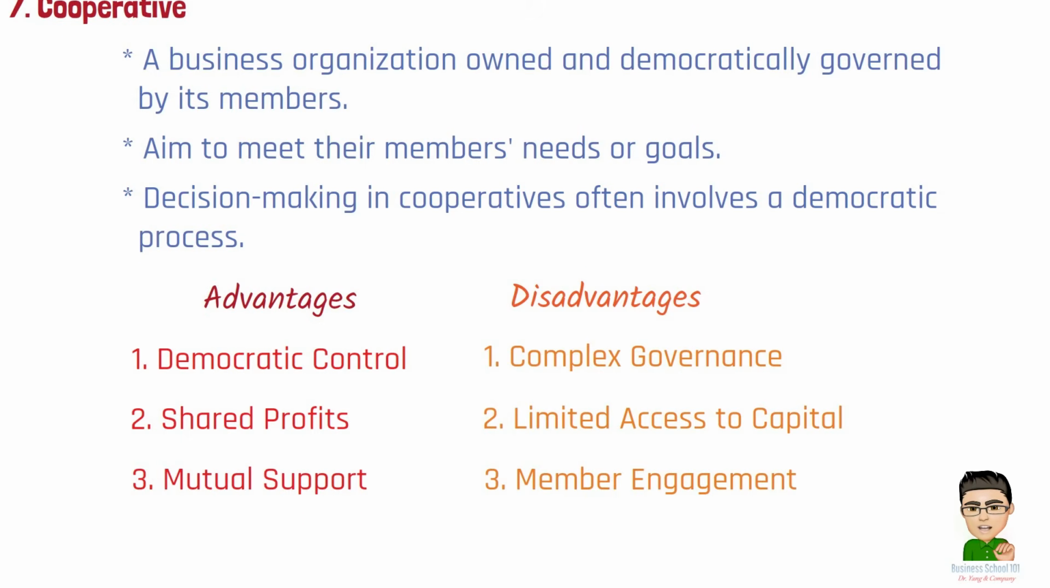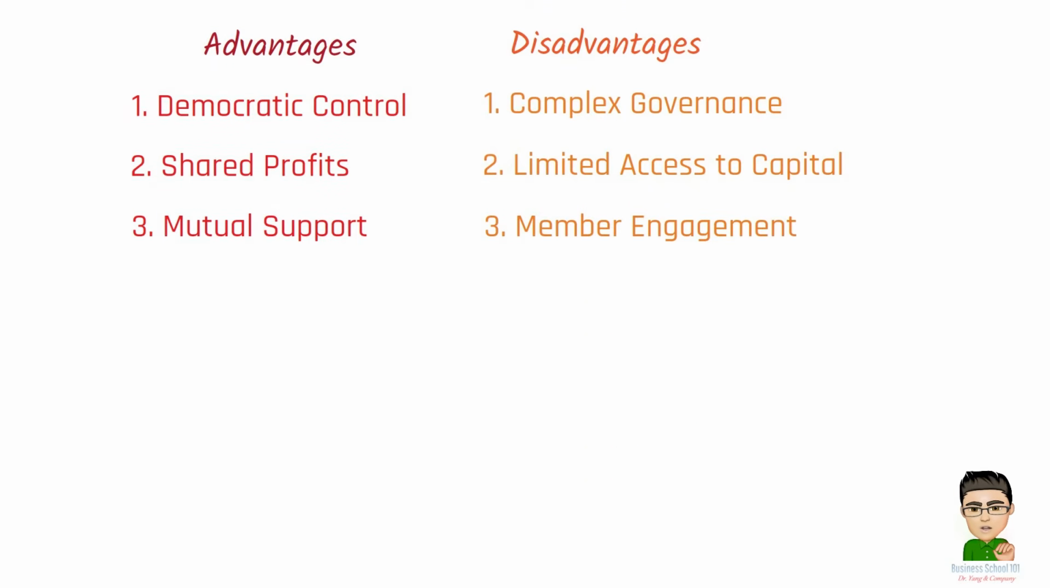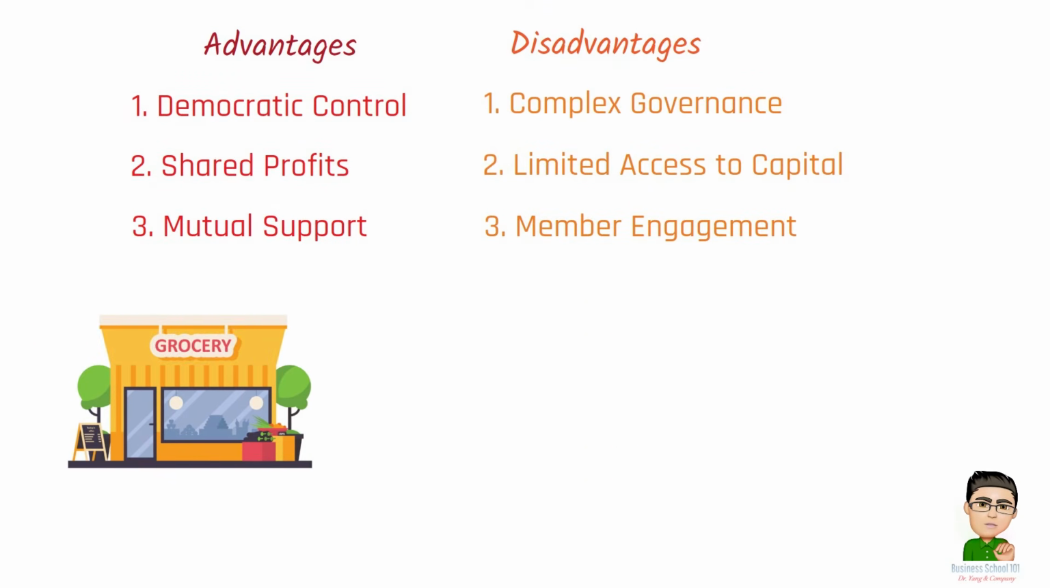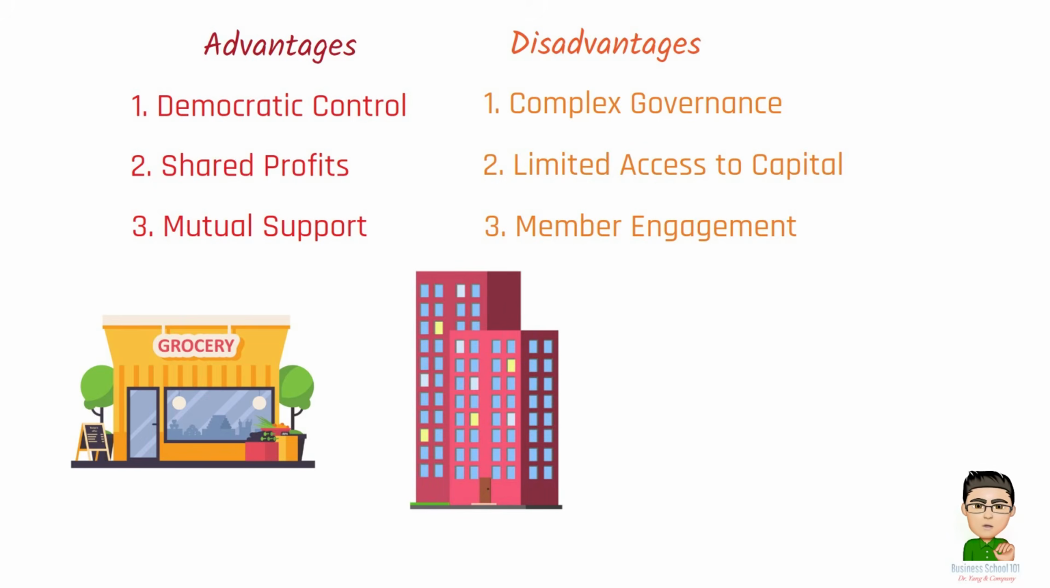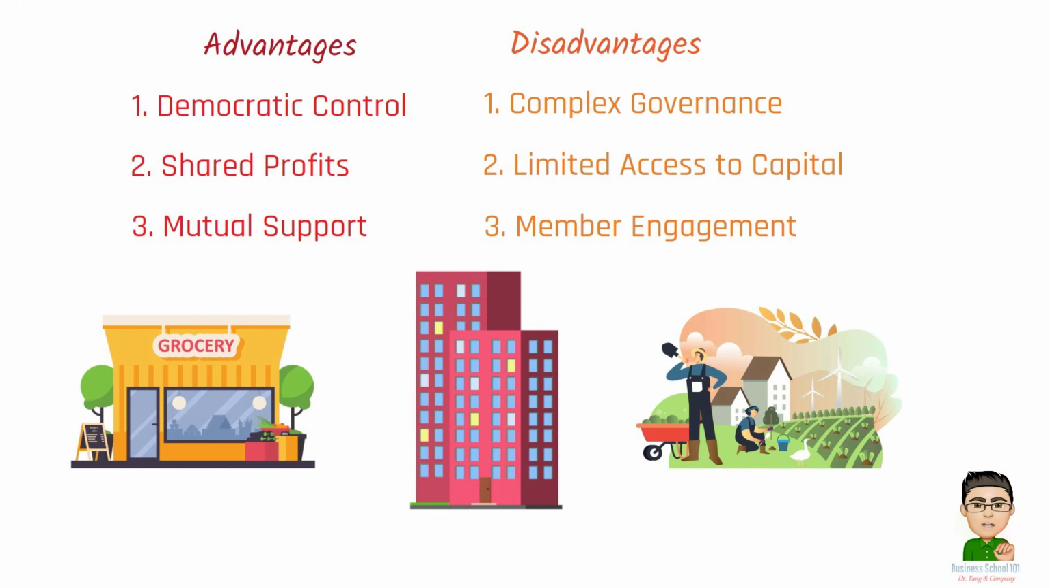Common businesses that form cooperatives include: consumer cooperatives, such as grocery stores, credit unions; worker cooperatives, such as co-op cafes; manufacturing cooperatives; housing cooperatives, such as housing associations, co-op apartments; and agricultural cooperatives, such as farming co-ops and dairy co-ops.